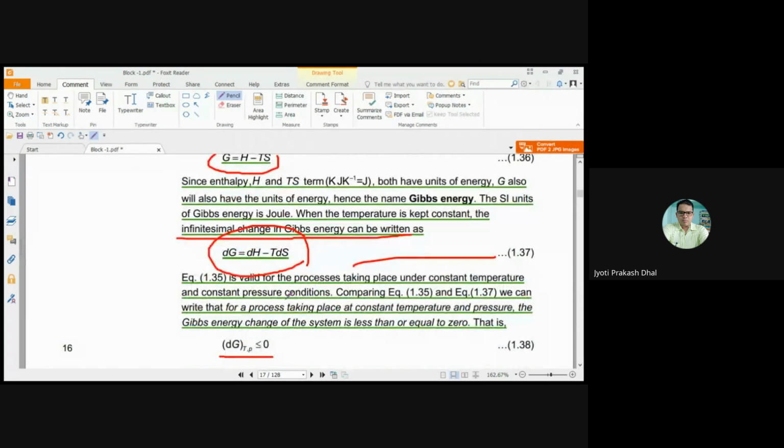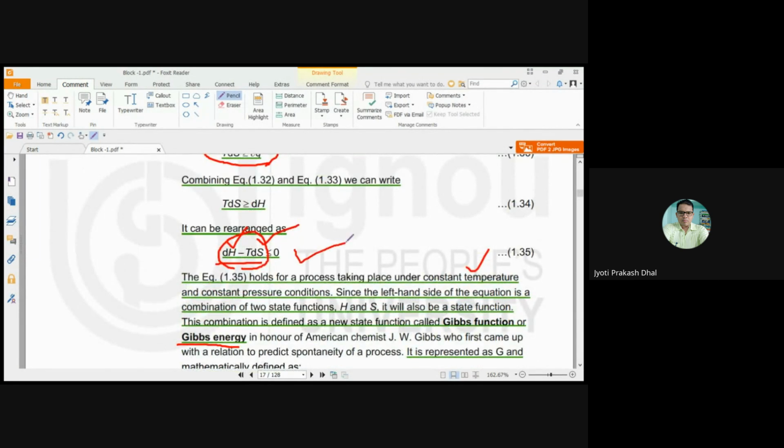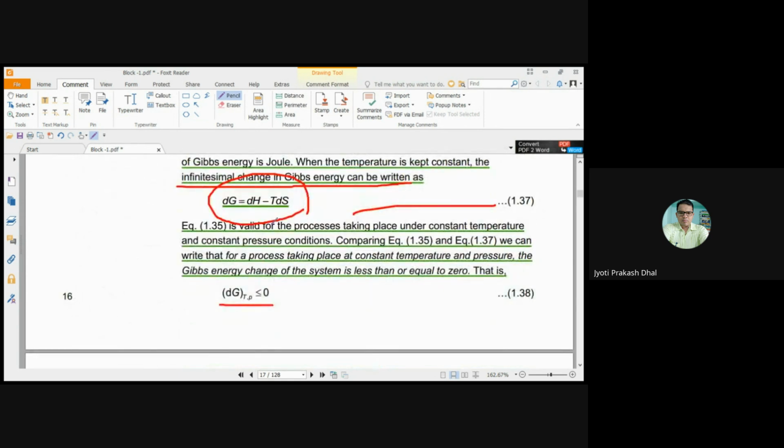So equation 1.35, dH minus TdS less than or equal to 0, is the criterion for spontaneity of the process. So that is less than or equal to 0, and this equation holds good. Equation 1.35 is valid for processes taking place under constant temperature and constant pressure.